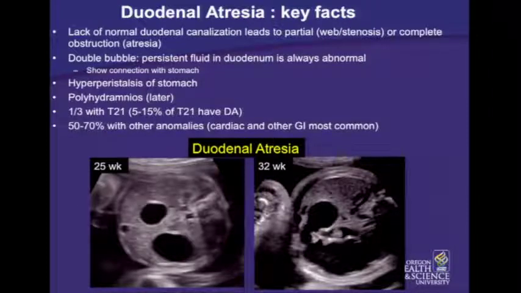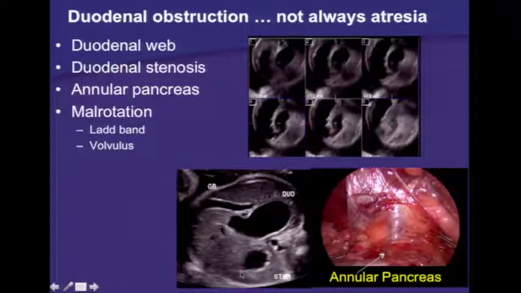It's important to remember that a third of fetuses with duodenal atresia will have a chromosome problem, most commonly trisomy 21. And about half to 70% will have other anomalies, often cardiac and other GI abnormalities. So these patients, once a diagnosis is made, behoove to have some genetic counseling and a very careful look at the rest of the fetus. And remember that duodenal obstruction is not always atresia.